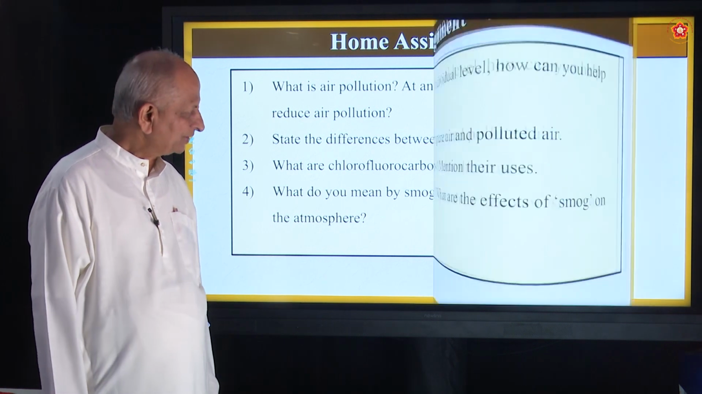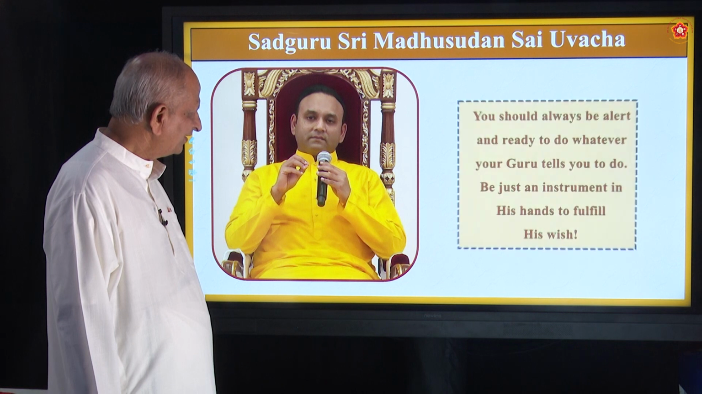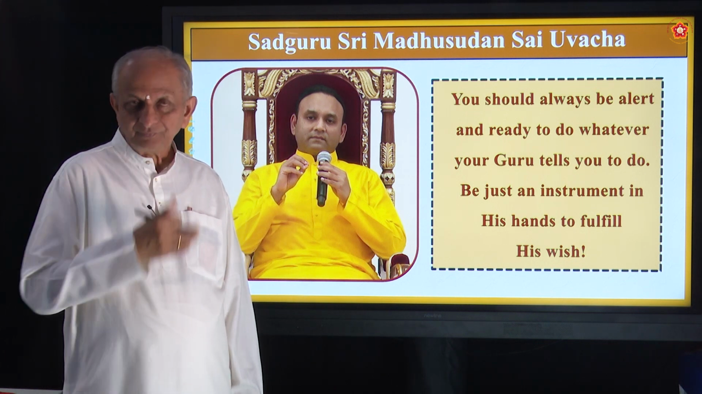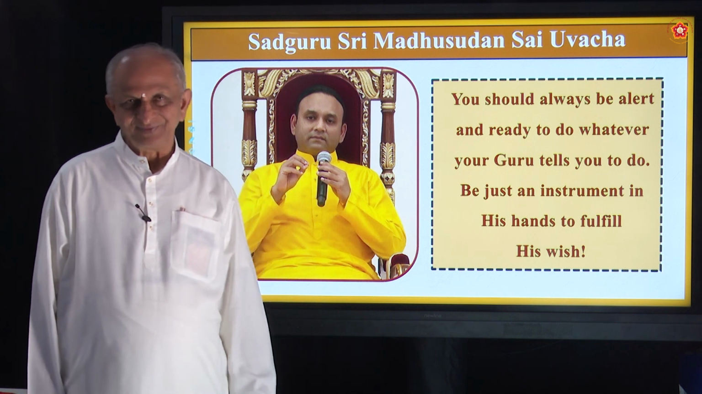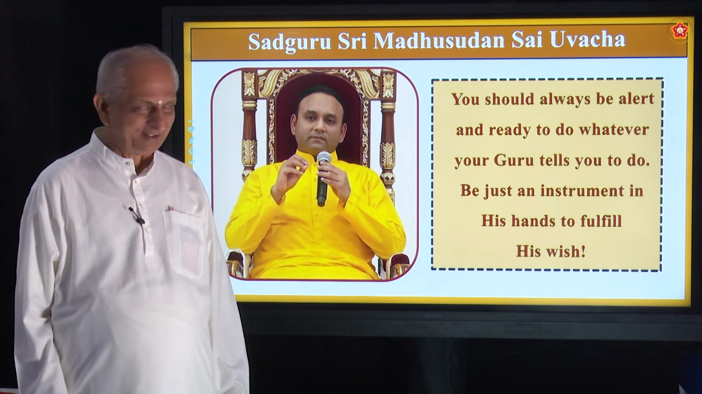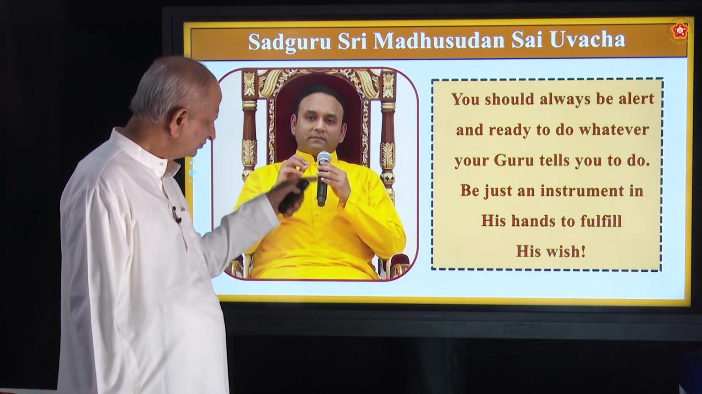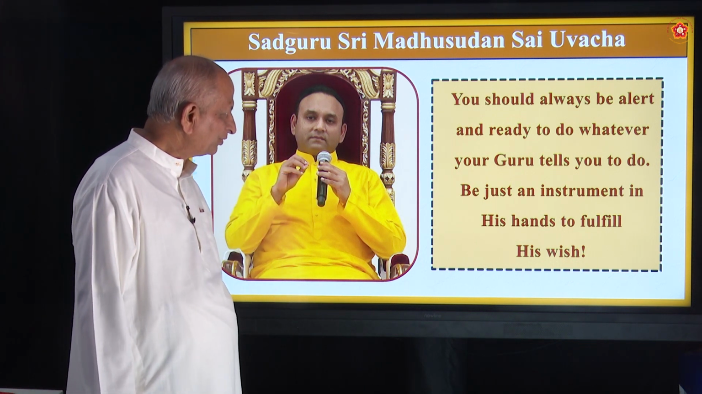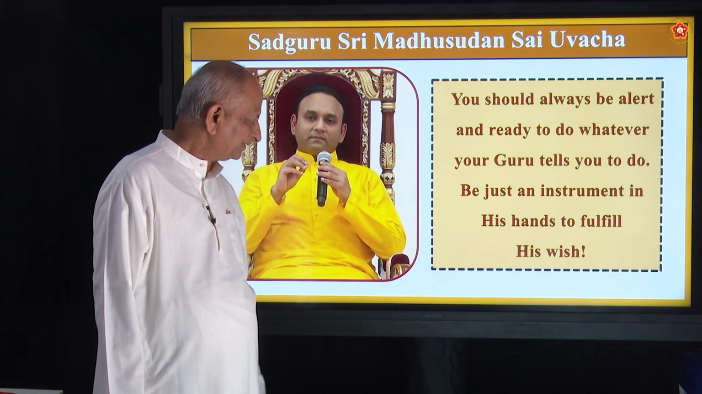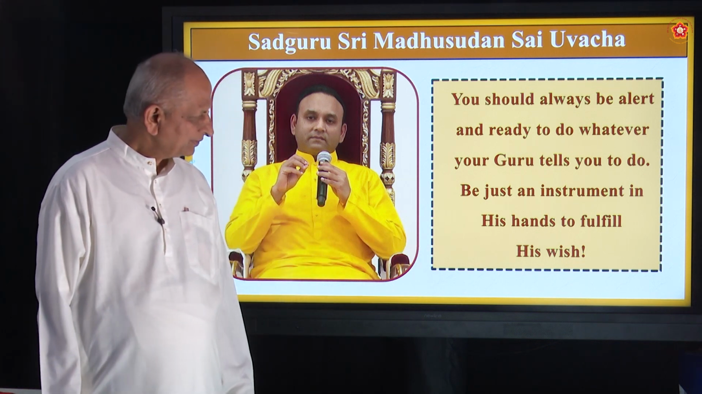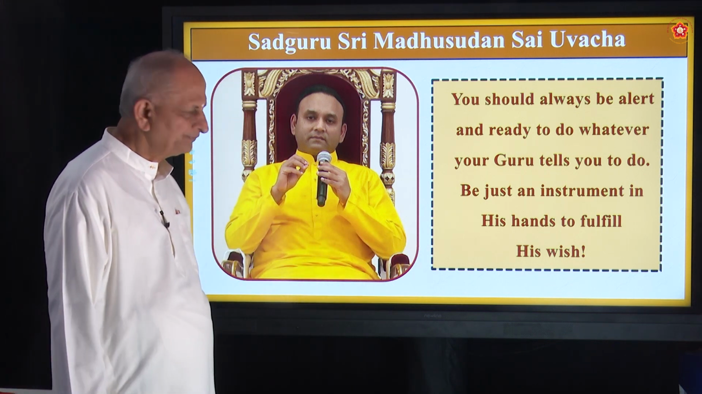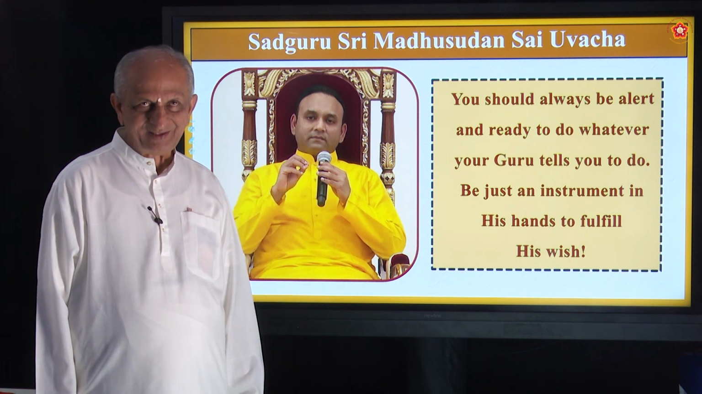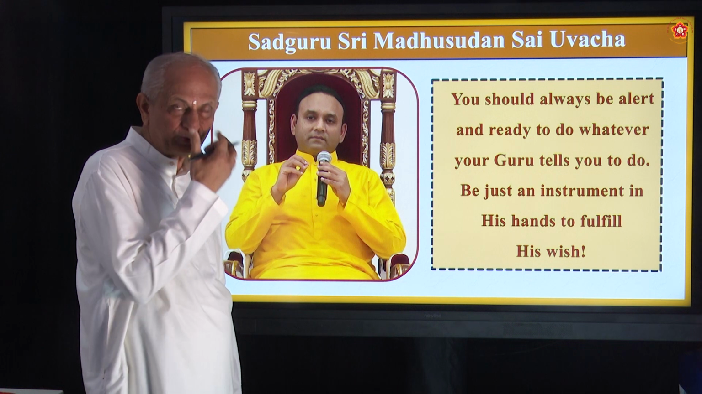Now let us see what Sadguru Sri Madhusudan Sai says. You should always be alert and be ready to do whatever your Guru tells you to do. Here Guru means Brahmajnani. What the teacher is telling, it is called a teacher. He is called a teacher in the classroom. Guru is one who is Gunatita and Rupatita. Sadguru Madhusudan Sai is one such Guru. So you have to be alert to follow what he says. Be an instrument in his hands to fulfill his wish. Just like this instrument here, a mouthpiece. Like that, be an instrument in his hands and he will work through the instrument.